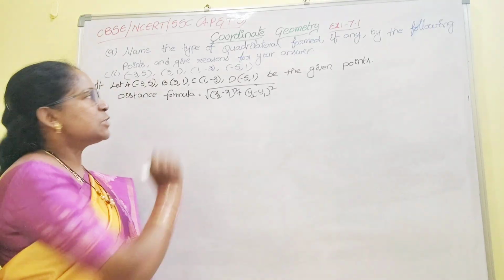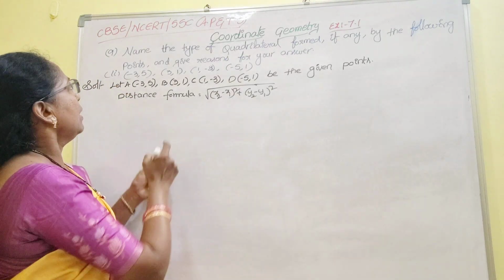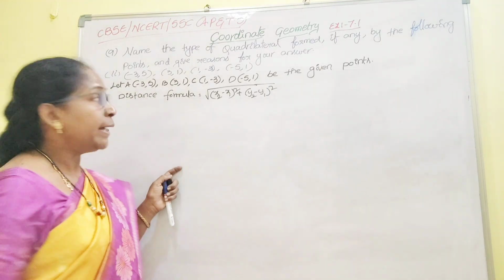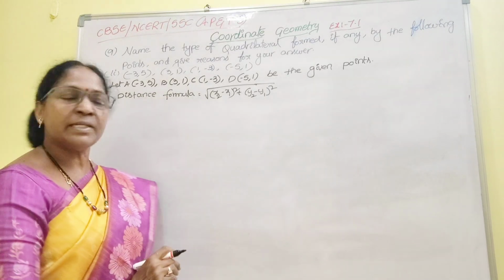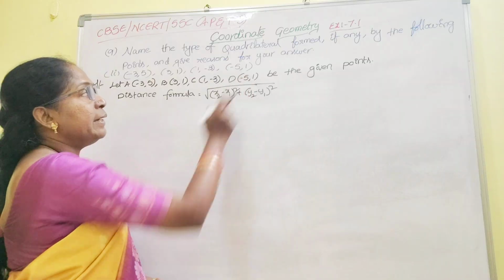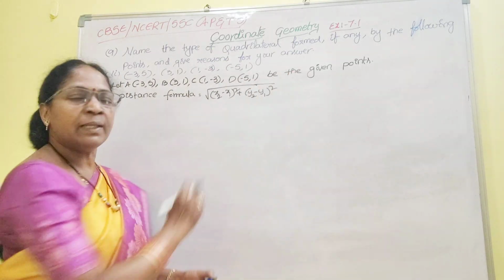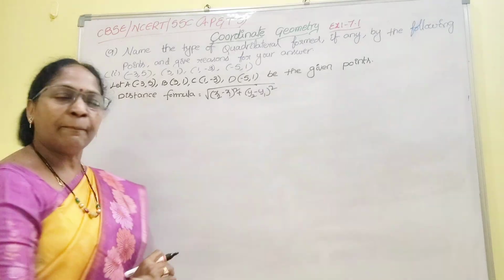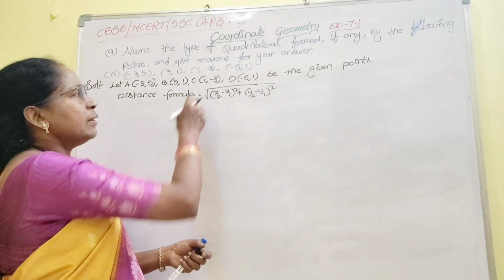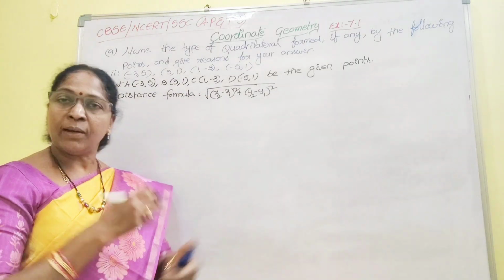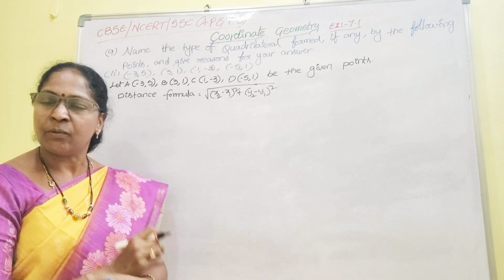Next, in this second question, A is (-3, 5), B is (3, 1), C is (1, -3), and D is (-5, 1). So these four points are the given points. Now apply the distance formula and we can find out which type of quadrilateral the given points form.